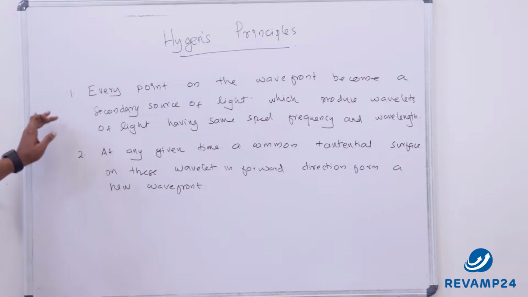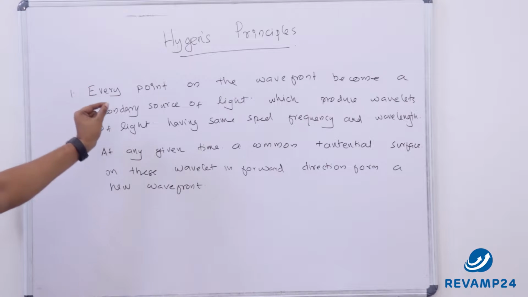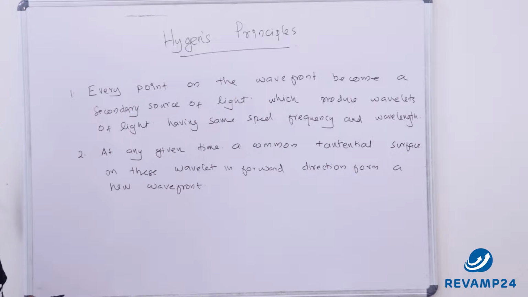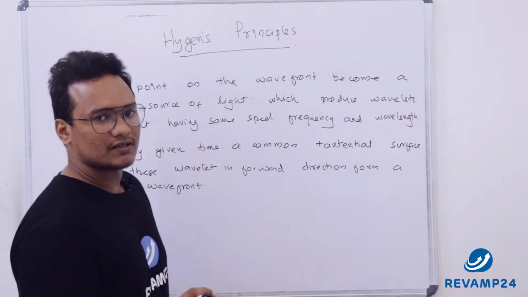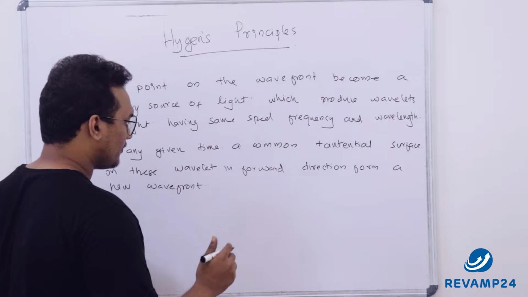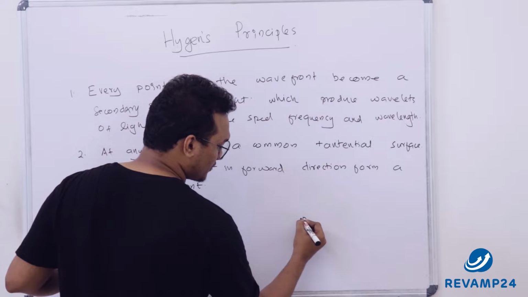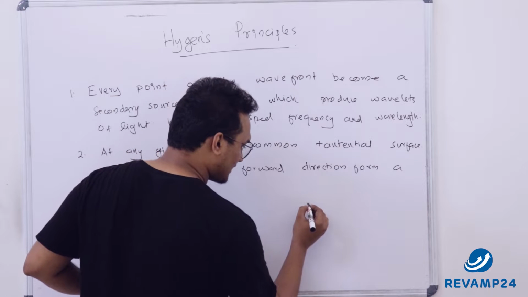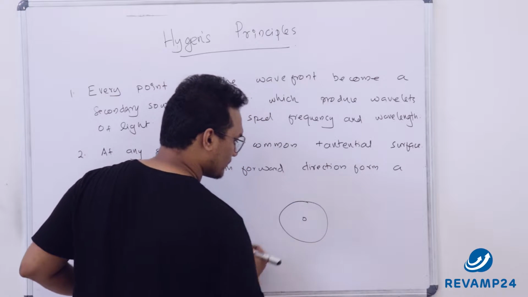This is done with the help of two postulates. One is that every point on the wavefront becomes a secondary source of light, which produces wavelets of light having the same speed, frequency and wavelength. For example, we have a light source here. Now this light source has created a wavefront here.